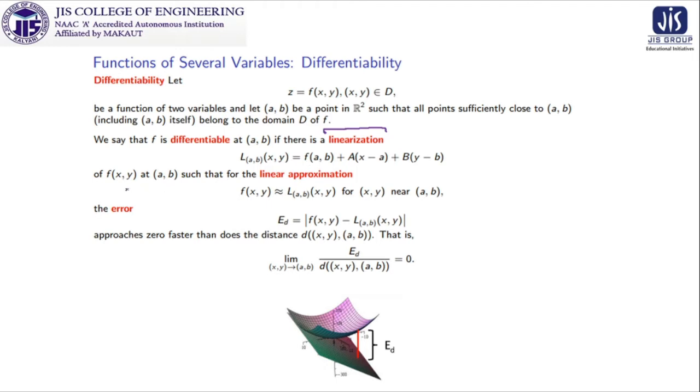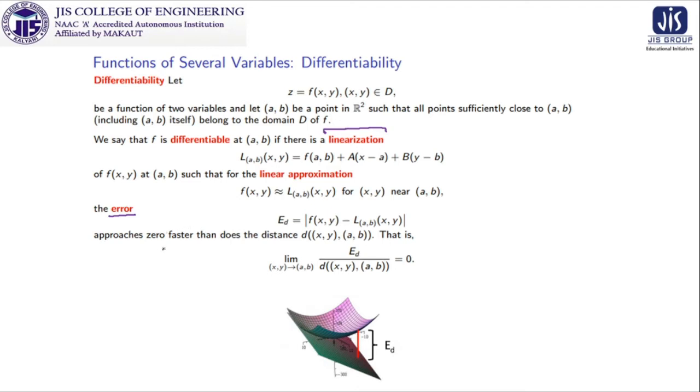But what is stated here is nothing but linear approximation: f(x,y) is nearly equal to L_(a,b)(x,y) for (x,y) near (a,b). But as it is not exact, it is near, we denote the error for this term as E(x,y) is equal to f(x,y) minus L_(a,b)(x,y), their difference.